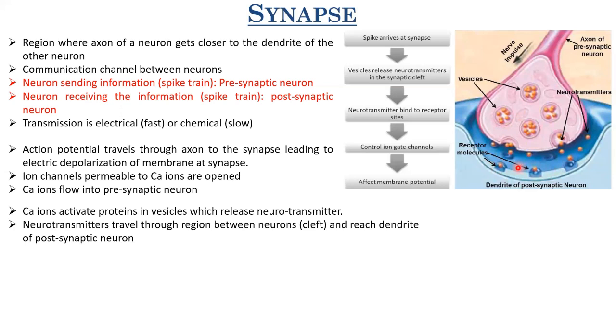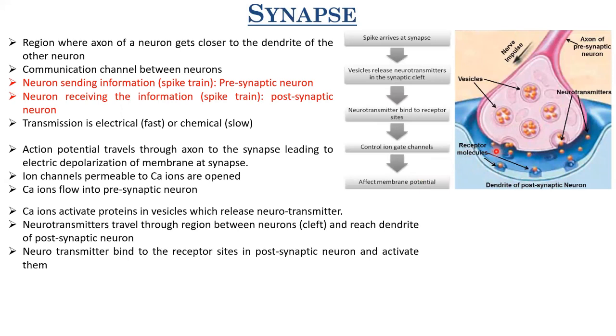The transport of these neurotransmitters is basically diffusion. They diffuse through the cleft and reach the dendrite of the postsynaptic neuron. Now the dendrite of this postsynaptic neuron has several receptor sites consisting of several receptor molecules. These neurotransmitters simply bind to the receptors in the postsynaptic membrane and activate these receptor sites.